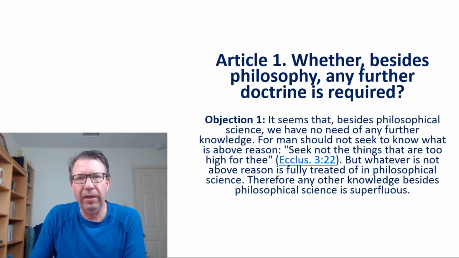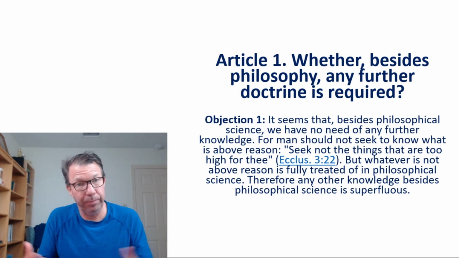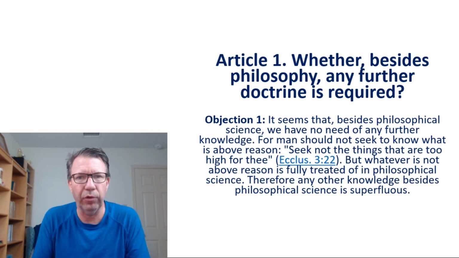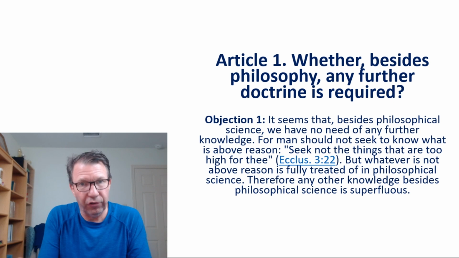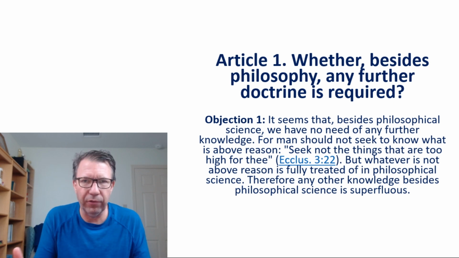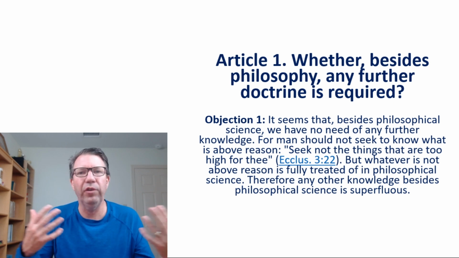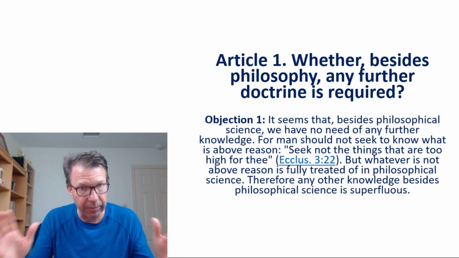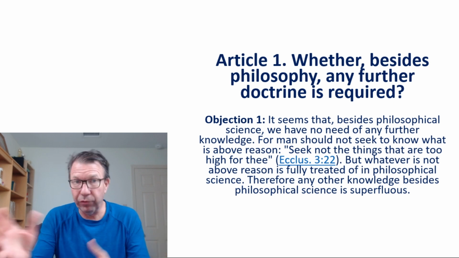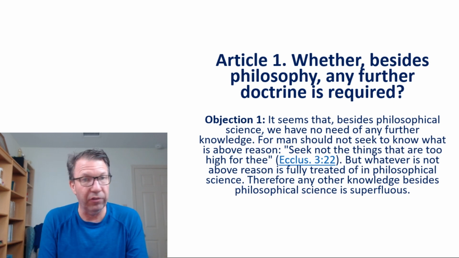He will say, okay, again, whether besides philosophy any further doctrine is required, and he believes there is a further doctrine that's required, but in the objection, it seems that besides philosophical science, we have no need for any further knowledge, okay, on and on and on. So here's his opponent's argument. He doesn't agree with this, but he's presenting this first. And then would come objection 2 and objection 3 and objection 4.